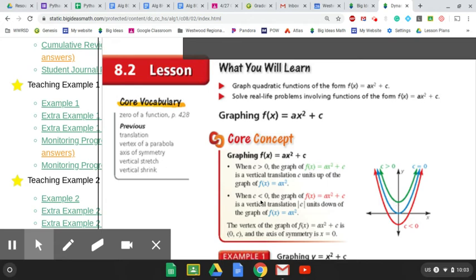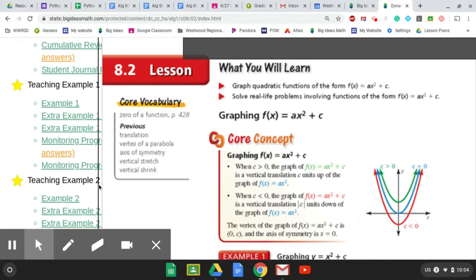If c is less than 0, or in other words, if c is negative, then that's going to be a vertical translation of c units down. So instead of the vertex being at 0, 0, now it's going to move down c units. And again, it's going to move down here to be at that c value.